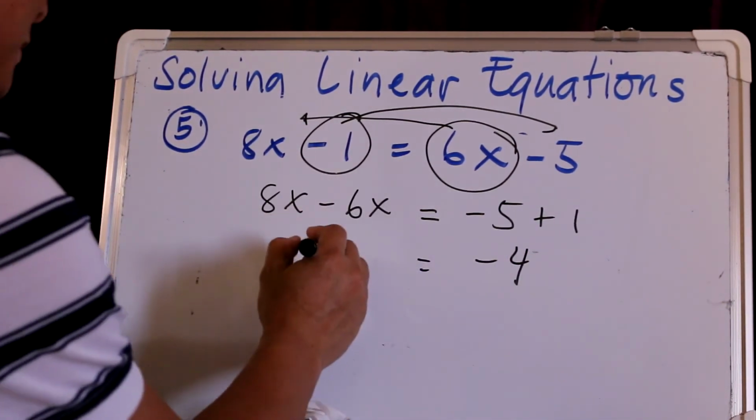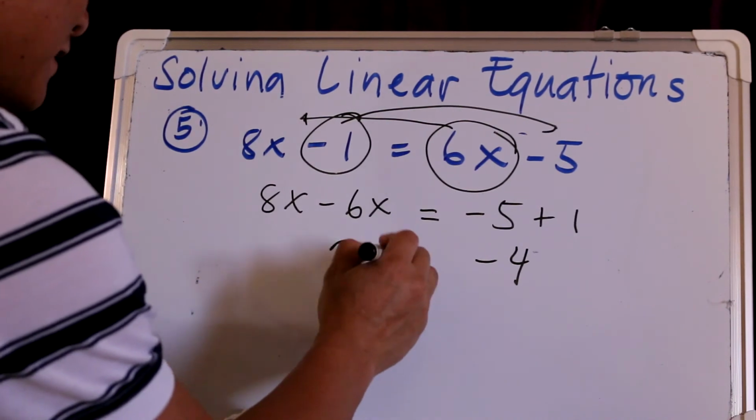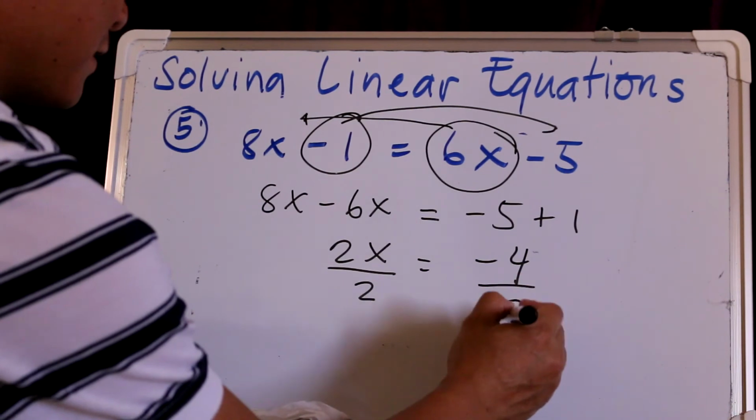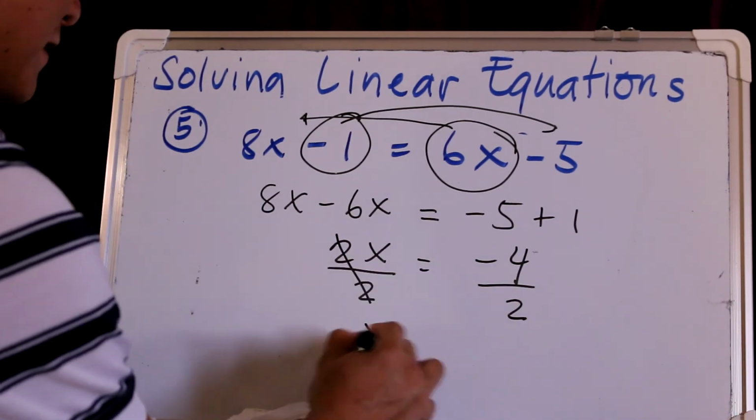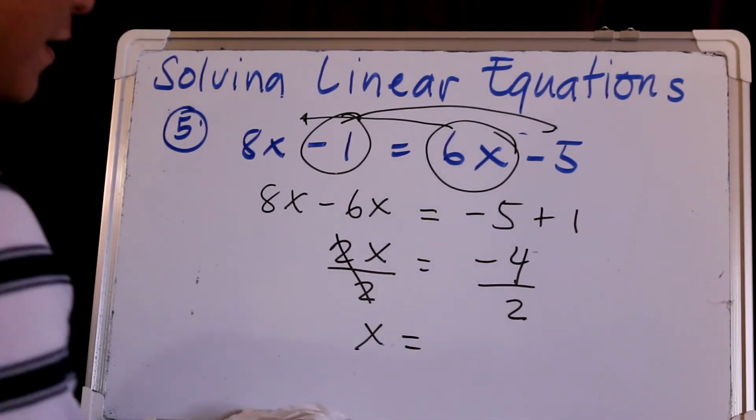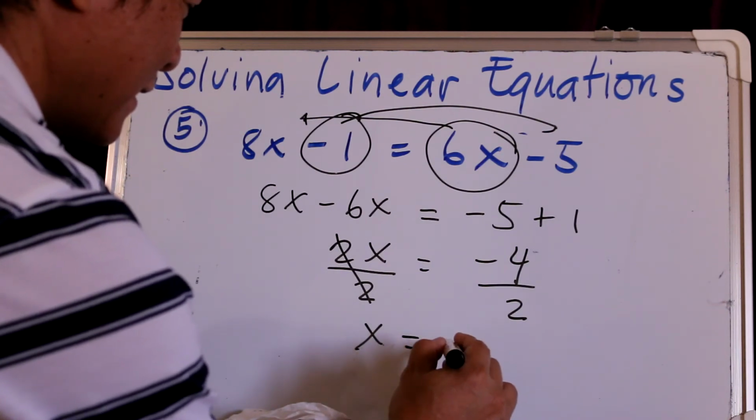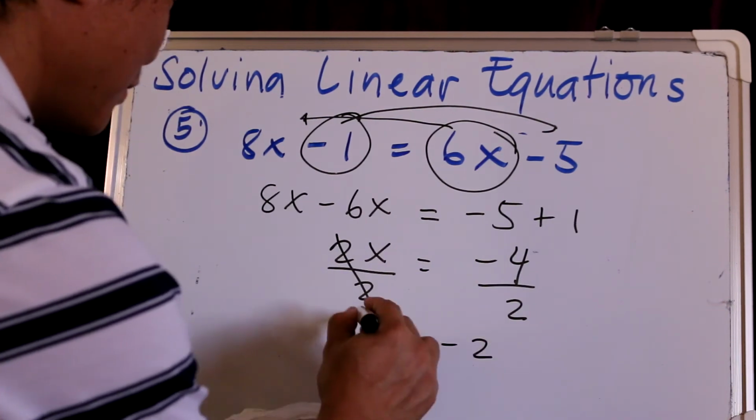This becomes 2x divided by 2, divided by 2. So x equals to minus 2.